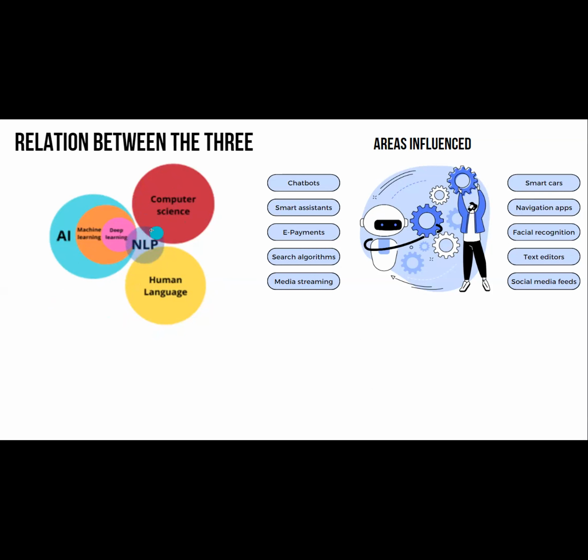So NLP is nothing but a combination of AI, ML, computer science, and human language. Now, what are the areas being influenced by them? We see NLP, AI, ML everywhere around us now: smart cars, navigation apps, facial recognition, text editors, social media feeds. If I consider smart cars, for example, you cannot say it only has AI, because smart cars have a voice assistant, which involves NLP. It will provide you directions, it will answer your questions.